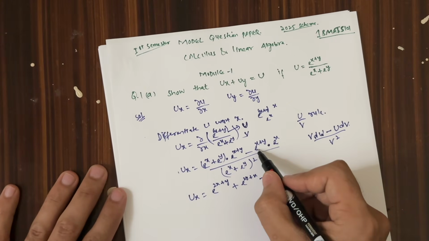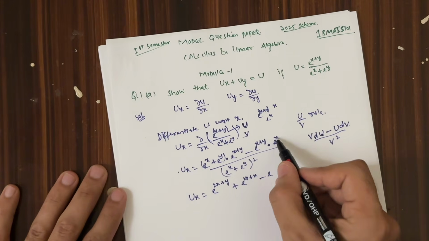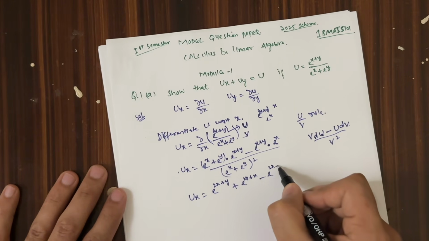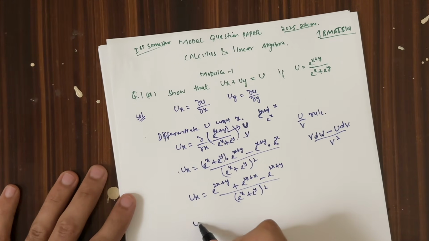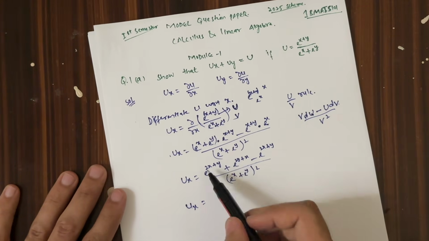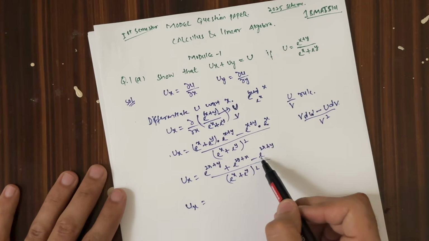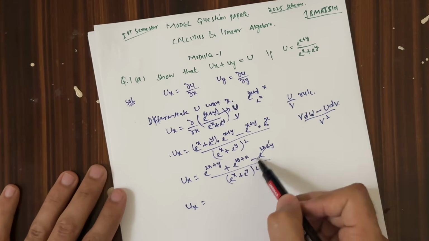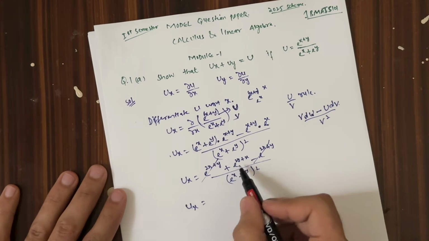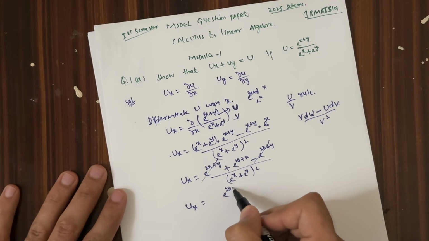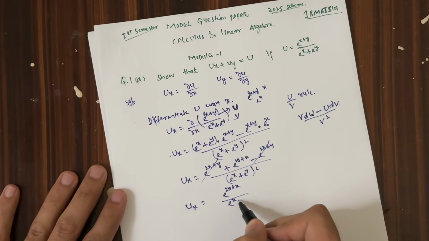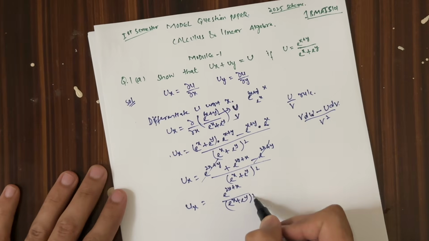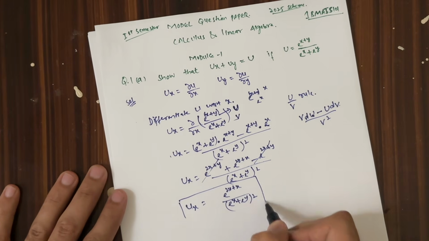Minus e power, see, bases are same, powers are added. X plus x is 2x and y is already there, divided by e power x plus e power y whole square. Now we will just simplify the terms over here. See, this is e power 2x plus y, this is e power 2x plus y. So this term and this term will get cancelled. What are we left with? So e power 2y plus x divided by this term e power x plus e power y whole square. So this we are getting for ux.